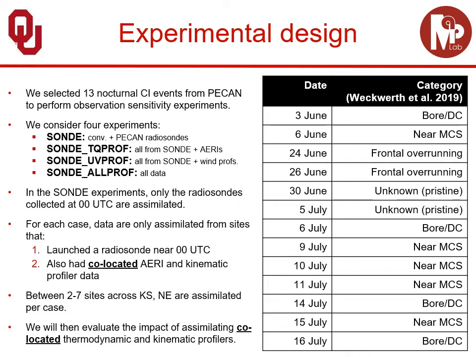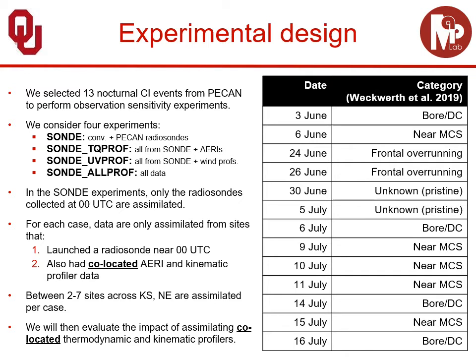That allows us to treat the PECAN radiosondes as sort of a quasi-operational data set. That way we can evaluate the impact of adding on the available thermodynamic and kinematic profilers. And another thing that I haven't mentioned yet is that we only want to evaluate the impact of assimilating co-located data. So it's been suggested in the past that if we were to introduce a new observation network, that we add it to a pre-existing network, such as the radiosondes.